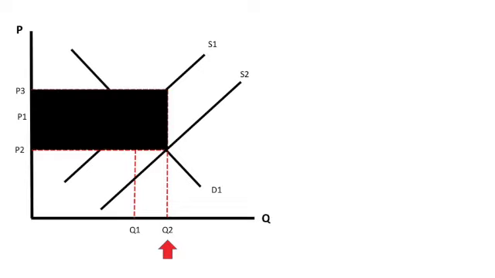Now, it's also worth pointing out the cost to the government of this subsidy, because we're not looking at just per unit, we're looking at the entire cost of the subsidy. It would be that black shaded box, because it would go from 0 to Q2 and it would go from P2 to P3.